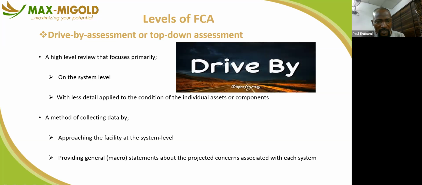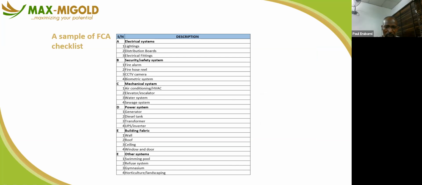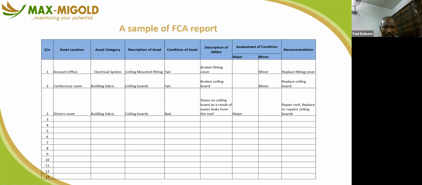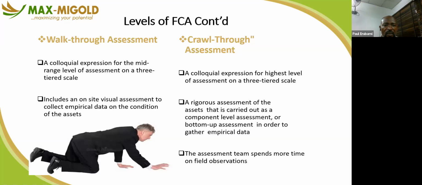So how do you collect your data in terms of level 1 FCA? You approach the facility at the system level, just like what I showed us here. This is a checklist that signifies an example of what? A drive-by assessment. Then, providing general micro statements about the projected concern associated with each system of the building. So you are actually not going into detail as far as that facility is concerned. This is drive-by. Then the second level is walkthrough assessment.